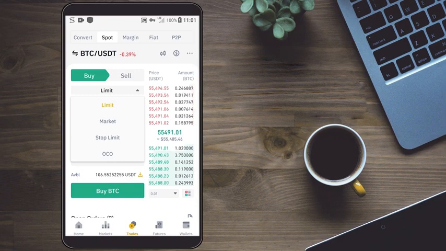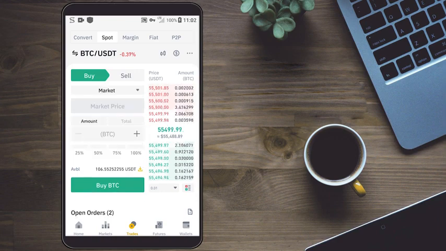Let's begin with a market order and see how it works. By the help of market order, you can buy or sell at the current price of the market. Here you see this field shows market price. Here by selecting amount tab, you can enter the amount of Bitcoin you want to buy. You can also use these plus and minus buttons to increase or decrease the amount. And by selecting total tab, you can enter the amount of USDT that you want to give and instead receive BTC. And here by selecting these percentages, you can buy or sell based on the percentage of your available USDT.